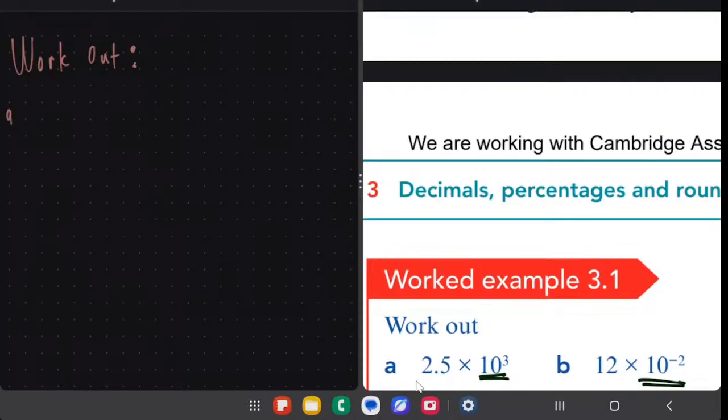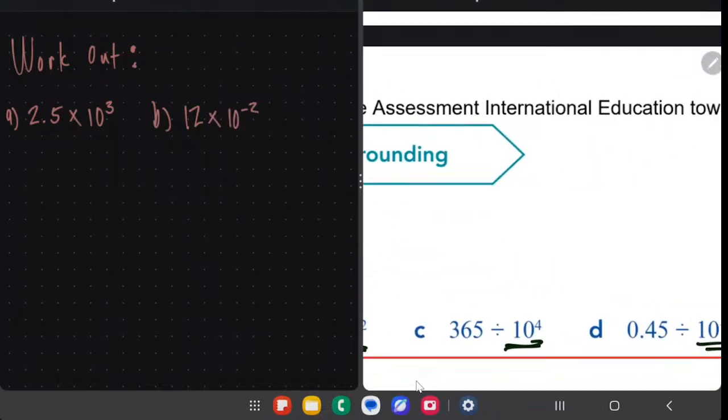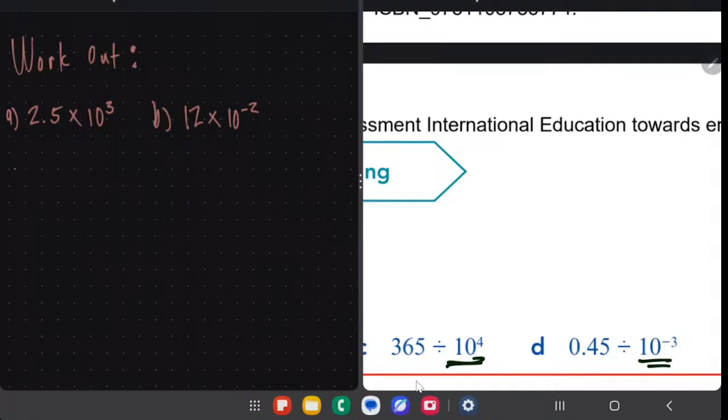Number A: 2.5 times 10 to the power 3. Number B: 12 times 10 to the power negative 2. Number C: 365 divided by 10 to the power 4. Number D: 0.45 divided by 10 to the power negative 3.